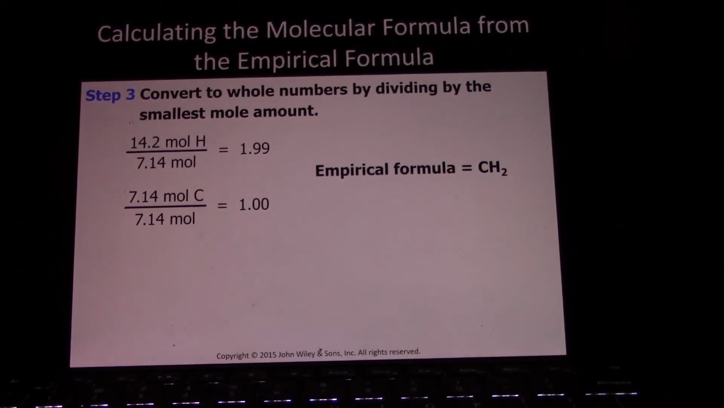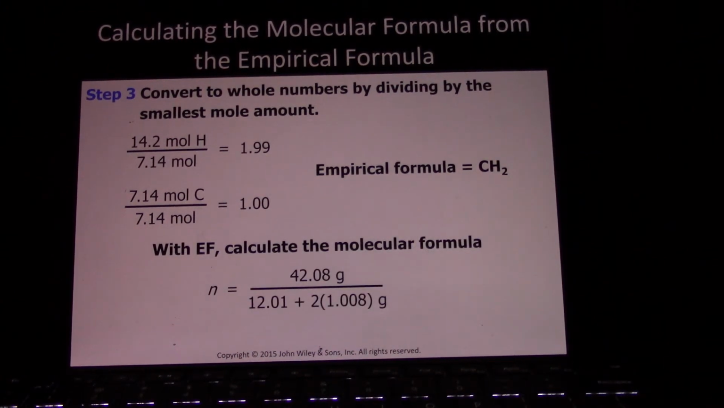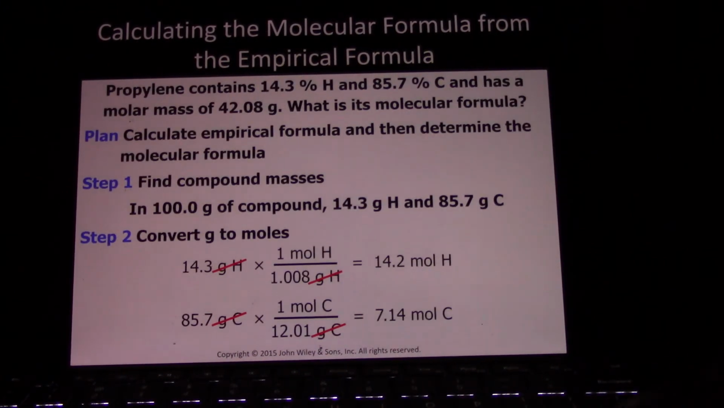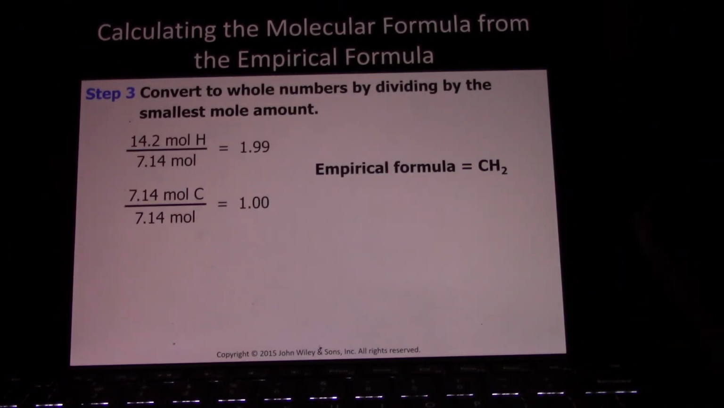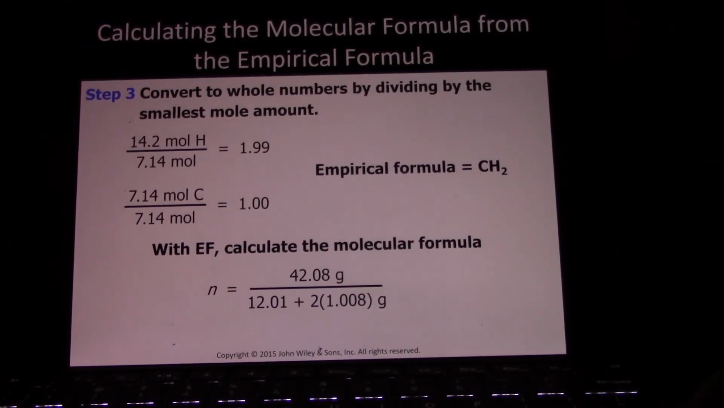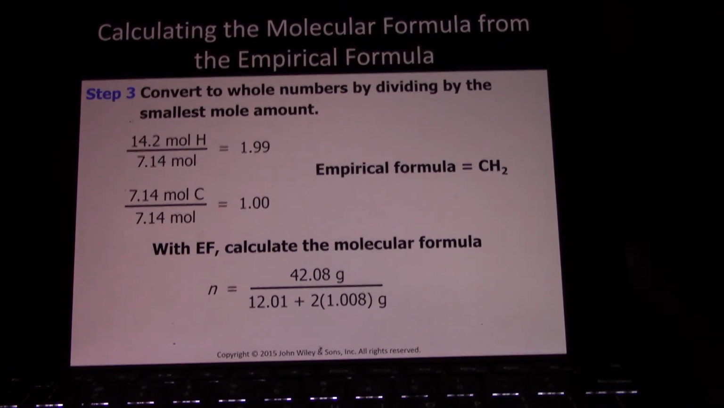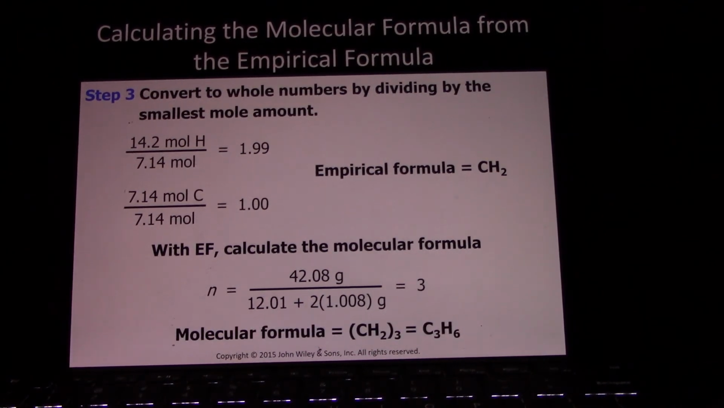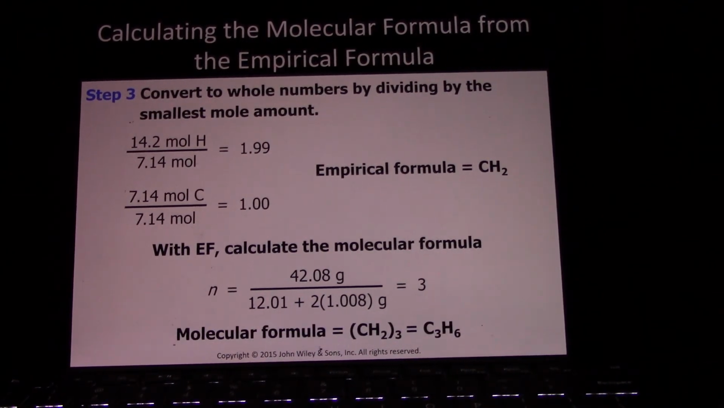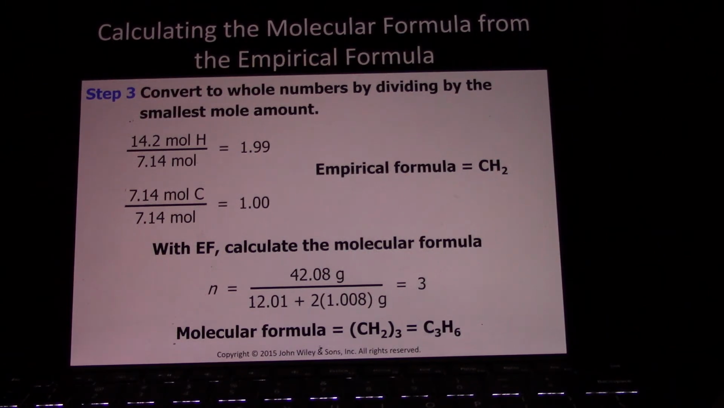Now we must use this to find the molecular formula. They gave us the molar mass. If you look back, they told us the molar mass of the molecular formula was 42.08 grams per mole. And we divide that by the molar mass of the empirical formula, which for CH2 is 12 plus 2, is 14, gives us a multiplier of 3. Times the empirical formula by the multiplier, CH2 becomes C3H6, which is propane, or propylene.